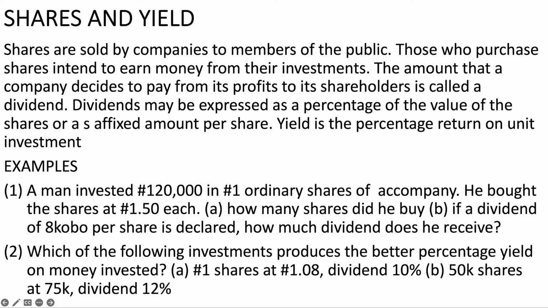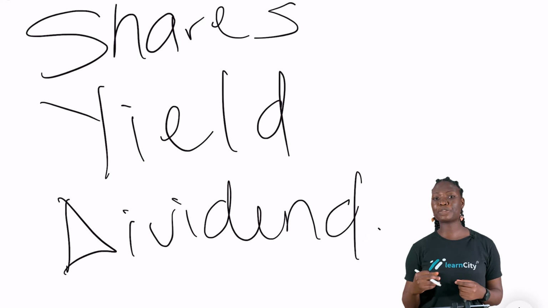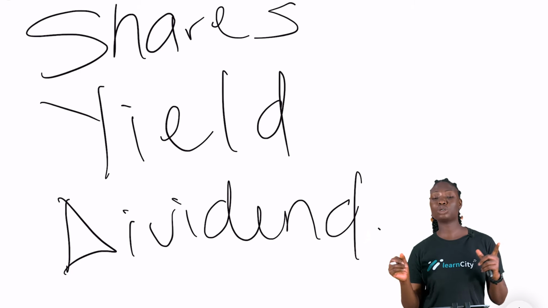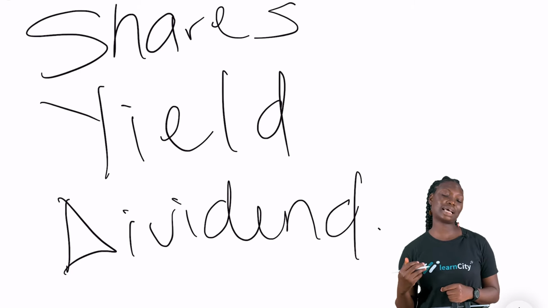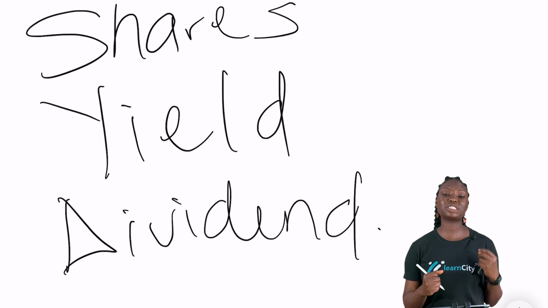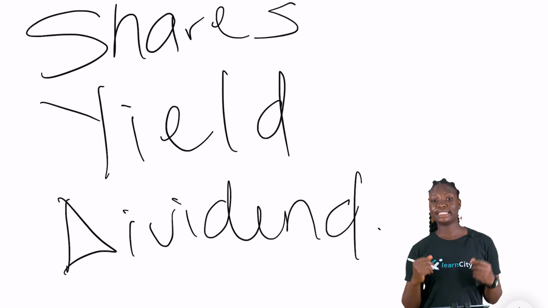Shares are basically what the company owns, the total of which is split and separated, then sold to members of the public who are interested in having a particular share in the company. Those who buy these shares intend to earn money from their investments. Those who buy these shares are called shareholders, and the profits they receive from the company are called dividends.